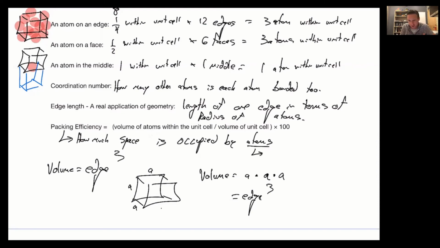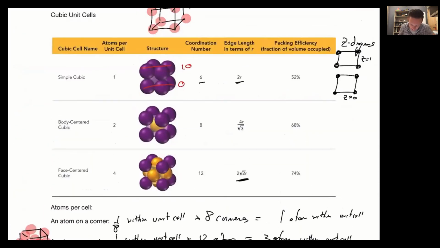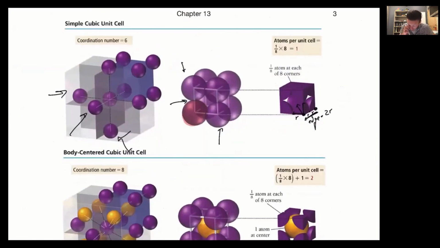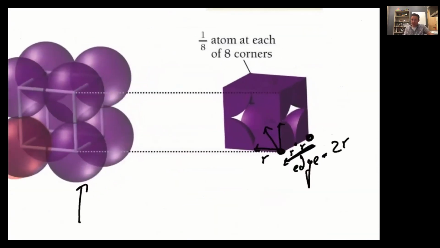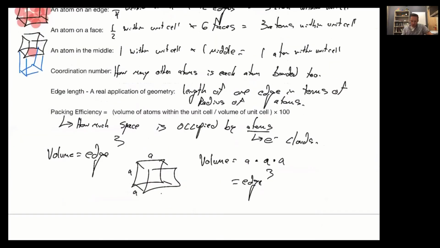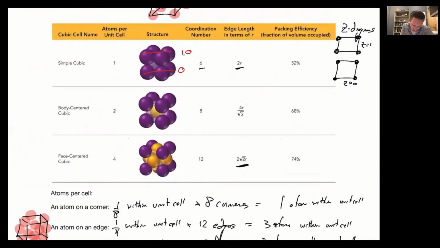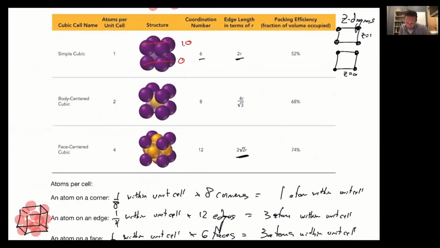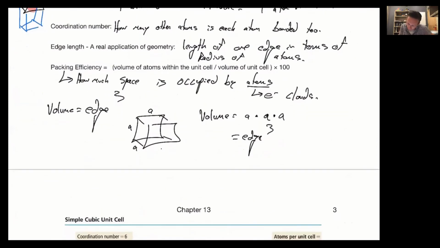This is telling you how much space is occupied by the atoms. Remember, atoms are mostly electron clouds. So how much space is occupied by electron clouds? Because, and I think it's easiest to see with simple cubic, a good chunk of the space is just empty space because of the way the atoms are stacked. And so for a simple cubic unit cell, look, we got just one atom within the unit cell. And so for simple cubic, what is the volume of the atom?